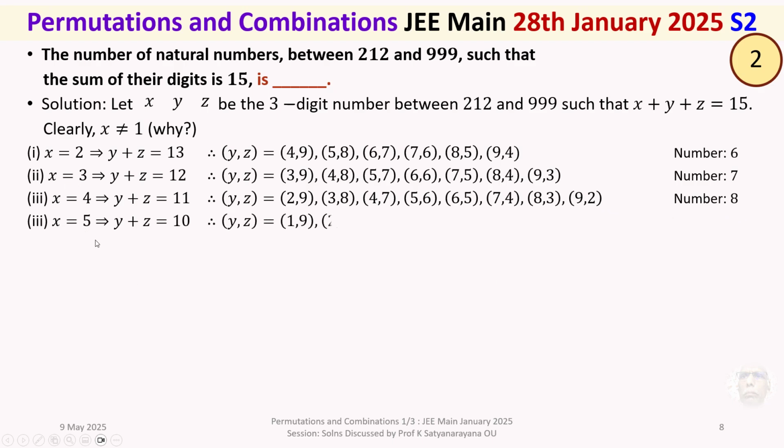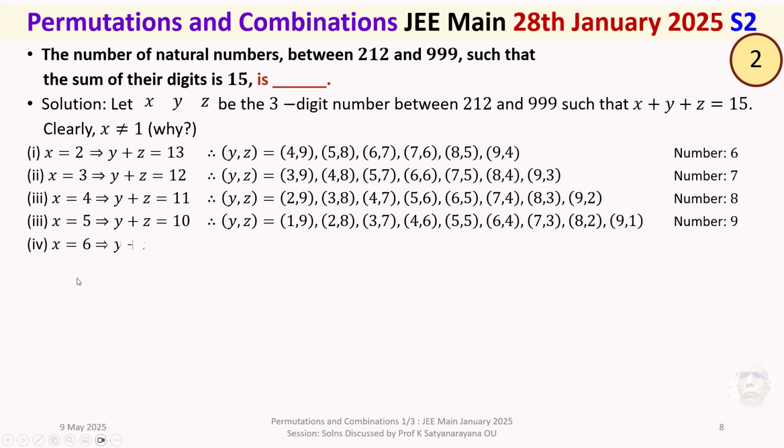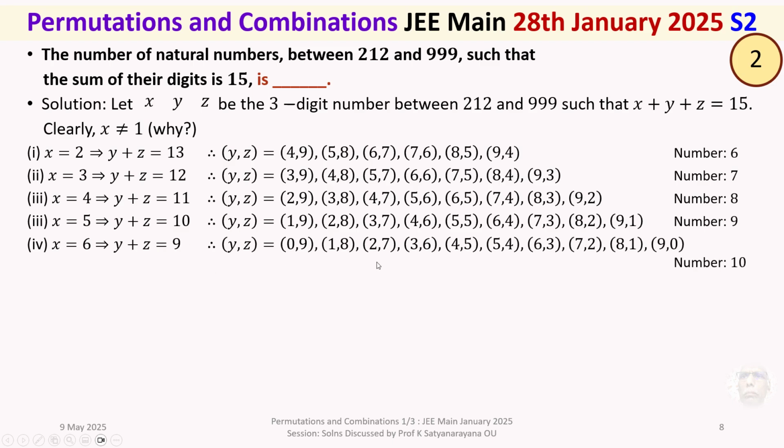X is equal to 5. Then y plus z will be 10, so that the sum is 15. Then y comma z will be 1 comma 9, 2 comma 8, etc., up to 9 comma 1. They are 9 in number. X is equal to 6. Y plus z is equal to 9. So y comma z will be 0 comma 9, 1 comma 8, etc., 8 comma 1, 9 comma 0. They are 10 in number.